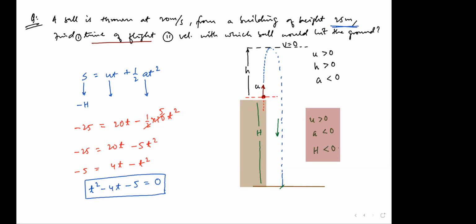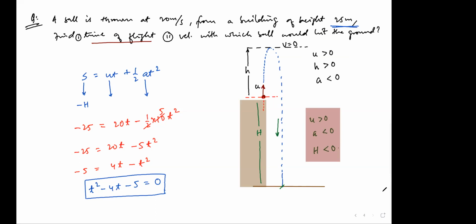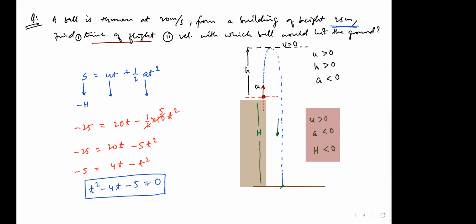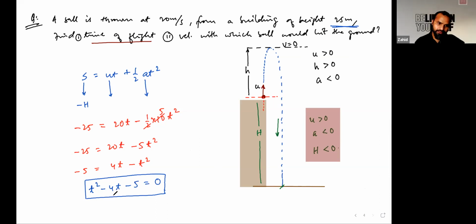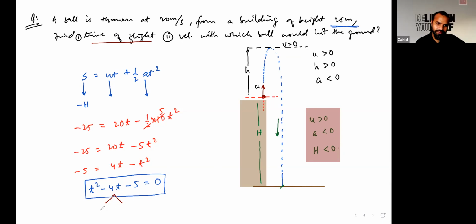How to solve any quadratic equation? Either you use middle term splitting or use the formula to solve this. How to proceed from this part? Sir, we can use middle term splitting. Okay, good. So how to split this particular part? Positive 1t and minus 5t. Good. So it will be t squared minus 5t plus t minus 5 equals 0.